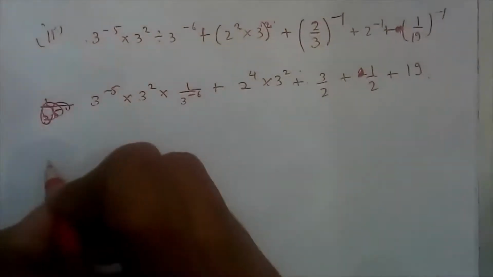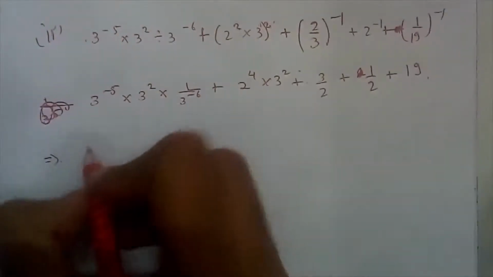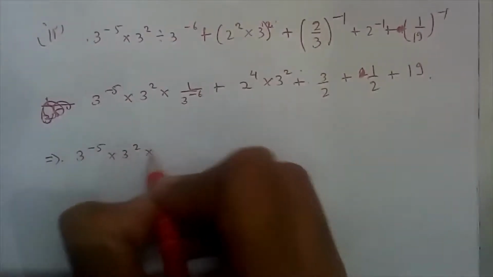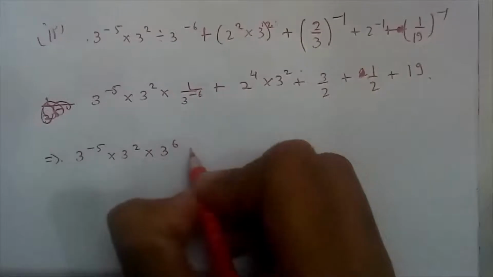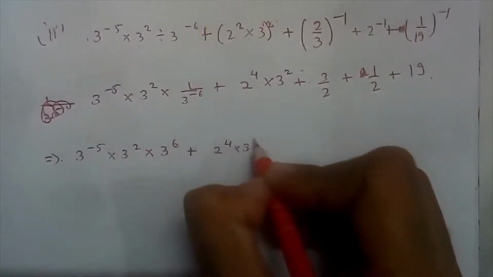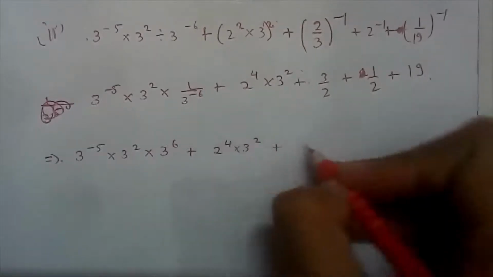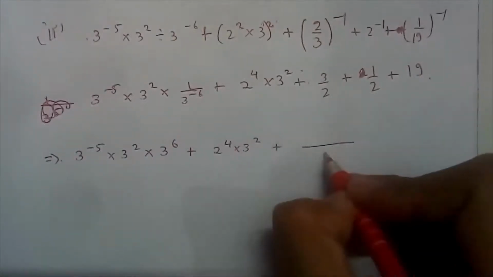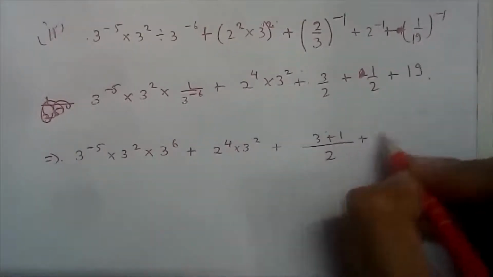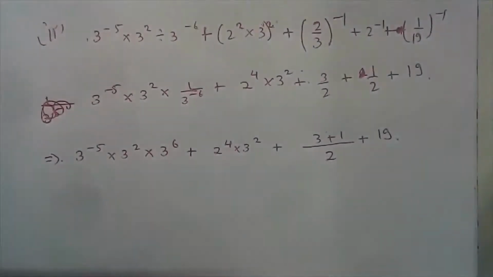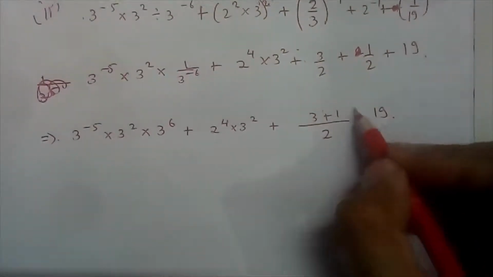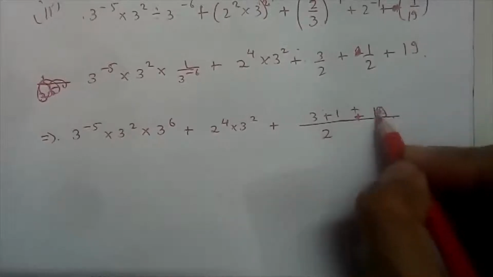Now quickly solve this. 3 to the power minus 5 into 3 to the power 2 into 3 to the power 6 plus 2 to the power 4 into 3 to the power 2 plus, take the LCM, 2, 3 plus 1 plus 19, or we'll take it as LCM, it's 2, 19 to the 38.